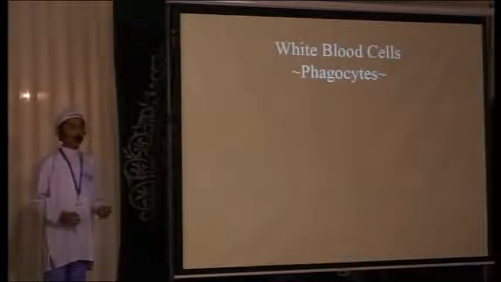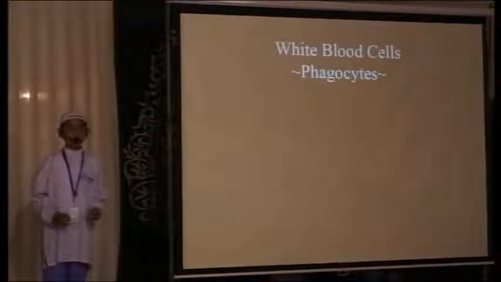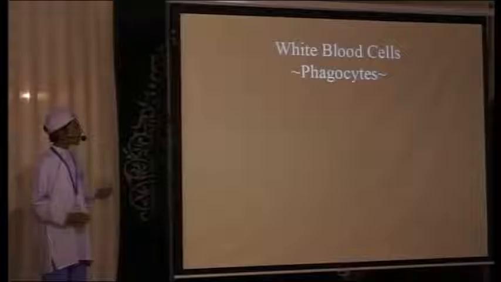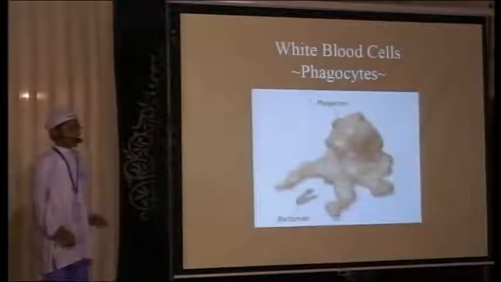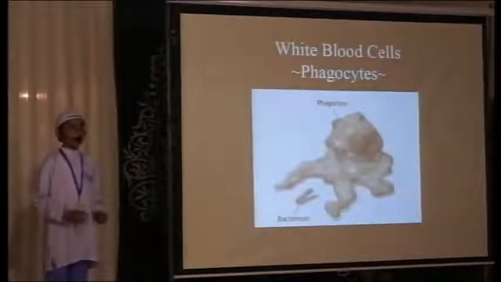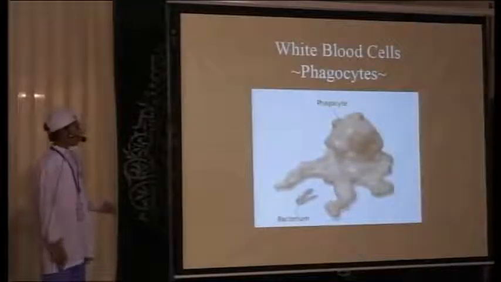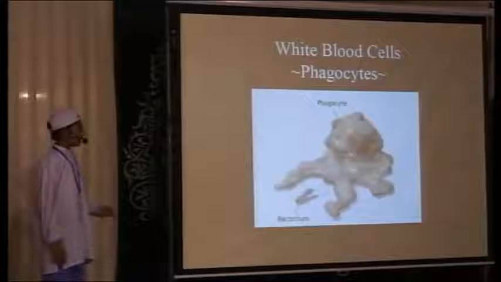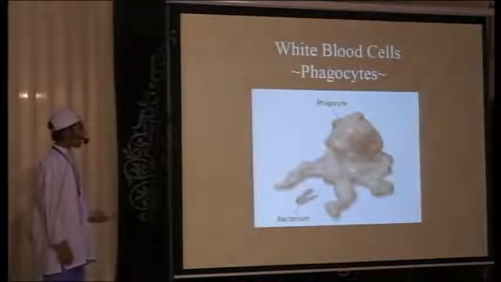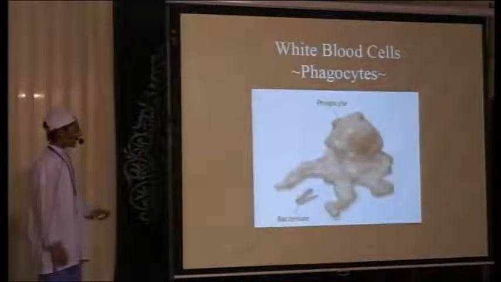There are many types of white blood cells in our immune system. We will discuss the main one, phagocytes. These white blood cells are responsible for eating foreign particles by engulfing them. This is the example of phagocytes. As you can see, phagocytes are surrounding a bacterium and attacking.